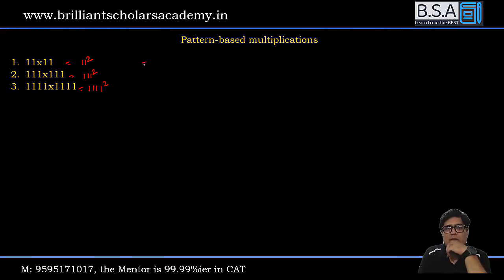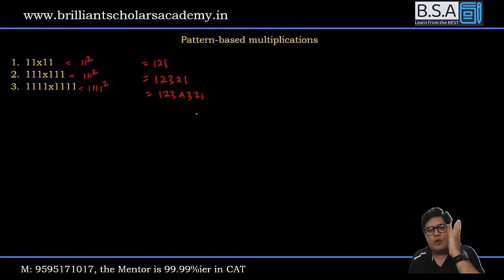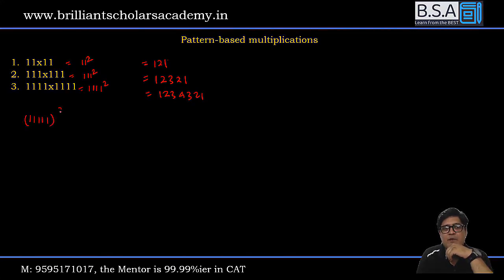11 square is 121. 111 square is 12321. The next one is 1234321. Very, very old pattern. Very old, prehistoric, ancient pattern, in fact. So if I ask you 11111, 5 ones, square, your answer should be 123454321. So you see, because there are 5 ones, you go up to the 5th number.